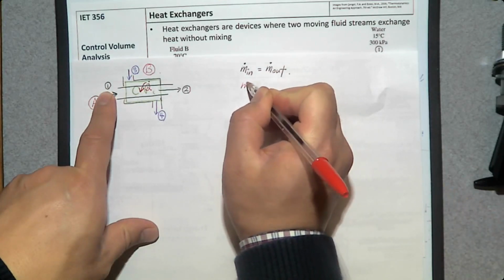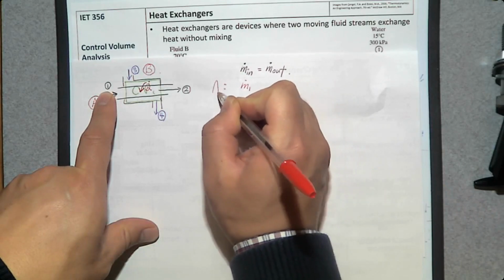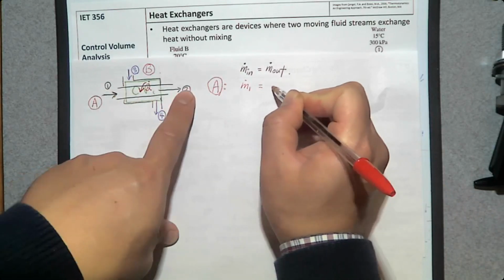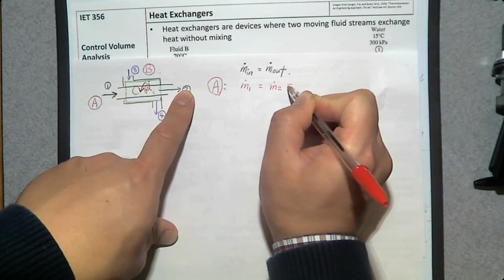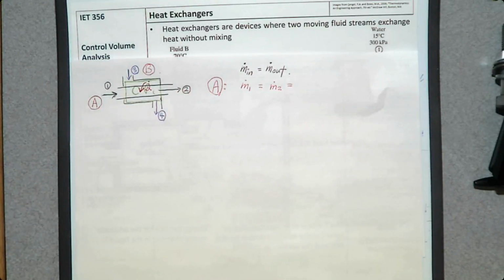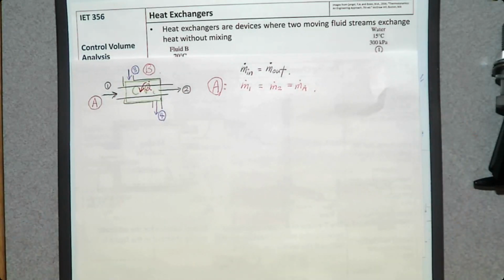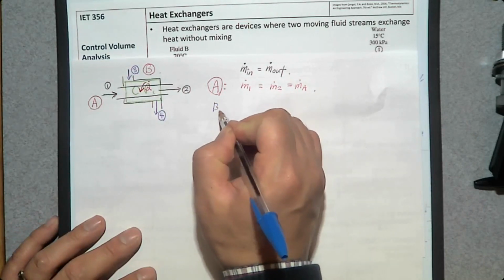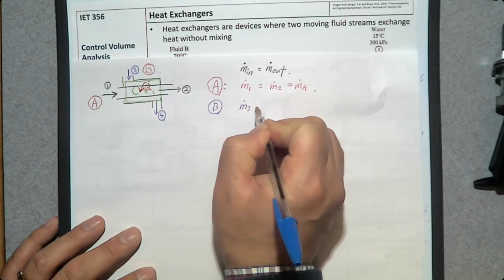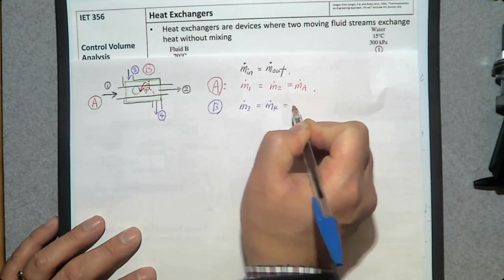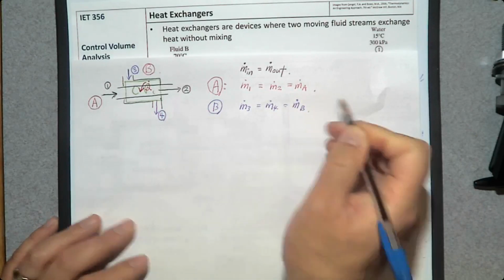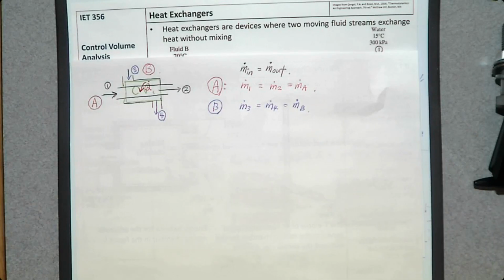M dot number 1, this is for A, should be the same as the exit, m dot number 2. So they are the same. I'm going to say this is the mass flow rate of fluid A. What about fluid B? The inlet is number 3, the exit is number 4. So I'm going to say m dot of fluid B. So we came up with 2 mass balance equations.